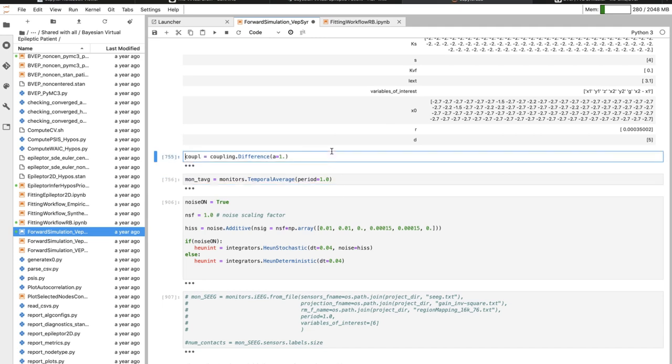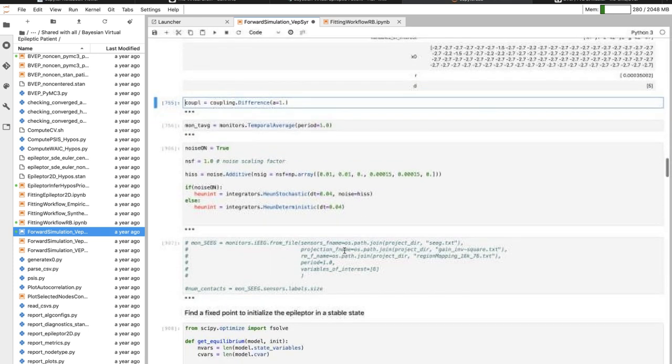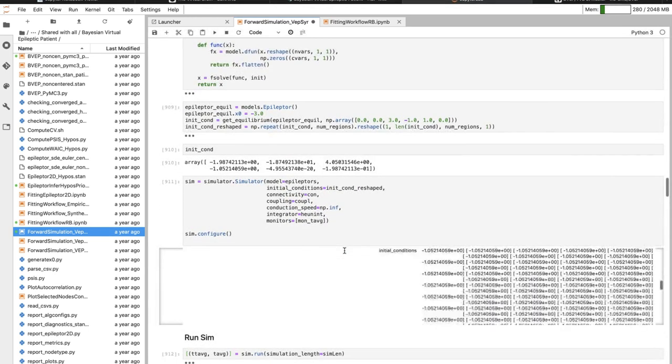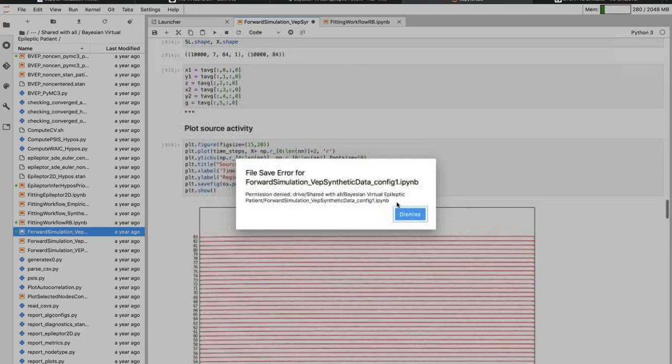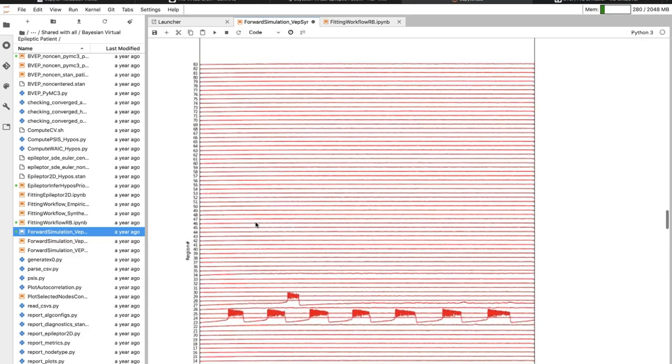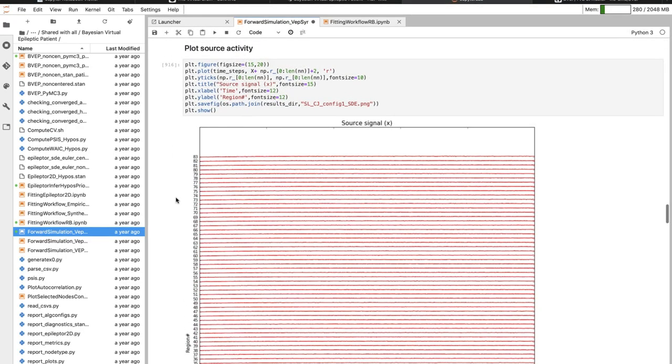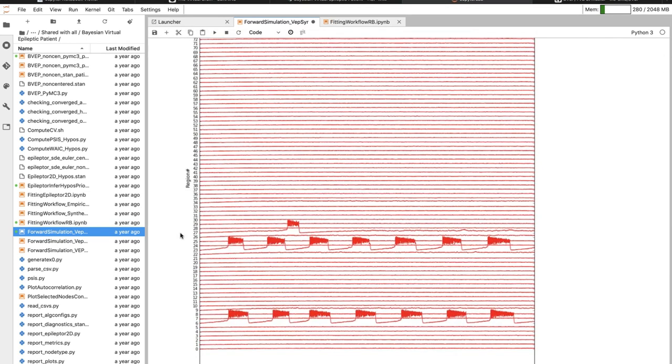Here we will visualize the direct output of the model. And then we can simply run this simulation with this simple command line. Here you can see the source activity. Here it's the X1 variable that is plotted. So you can see the seizure start in region 23 and in region number 6, and propagate to region 27.